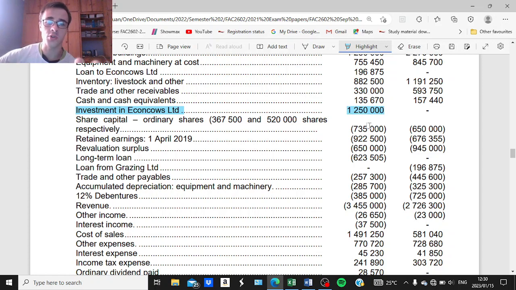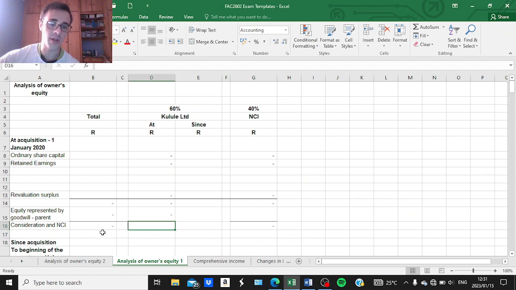In FAC2602, we will assume that the cost price of the investment is equal to its fair value. So there has not been any change in the fair value of the investment since the date of acquisition. So we will enter this amount as the consideration received from Grazing Ltd in our analysis of owner's equity. So in that calculation, you will enter 1.25 million in this line right here.